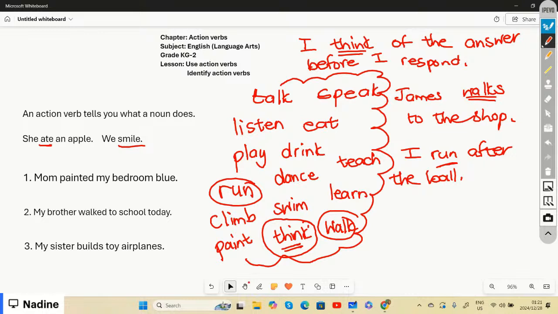All right. So now we are going to look at three sentences and then we are going to identify the action verb in that sentence. We are going to say what the noun is doing. It says mom painted my bedroom blue. So now we need to identify the action verb. What did mom do? So mom painted my bedroom blue. We need to identify the action verb within that sentence.